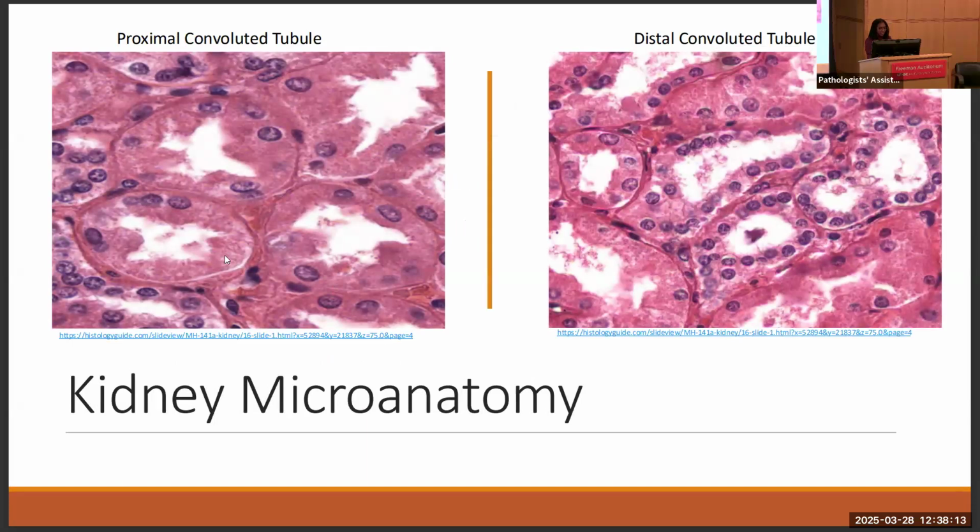The image on the left here shows cross-sections of the PCT, which is the most tortuous segment of the renal tubule. They are lined by a simple cuboidal to simple columnar epithelium, and the lumens are irregularly or stellate shaped. The cytoplasm is also very eosinophilic. The DCT is controlled by aldosterone, and its primary function consists of sodium ion absorption. They are lined by a simple cuboidal epithelium and have a much more uniform lumen compared to the PCT, and the cytoplasm is also much more lightly stained compared to the PCT.